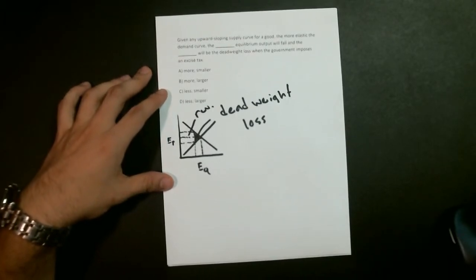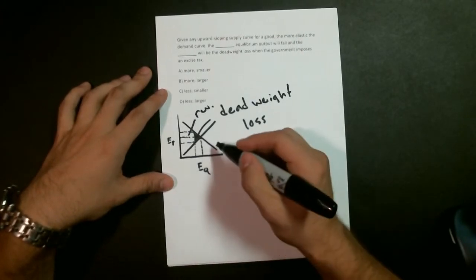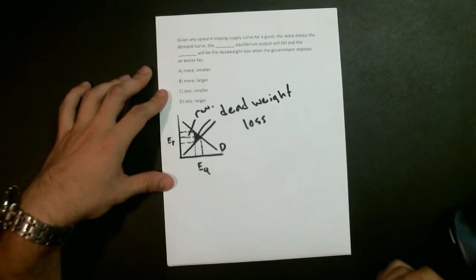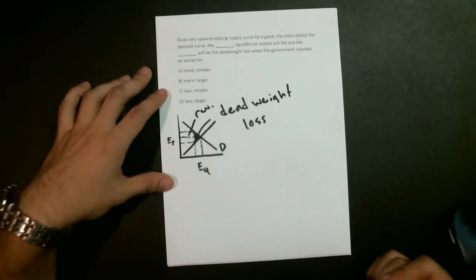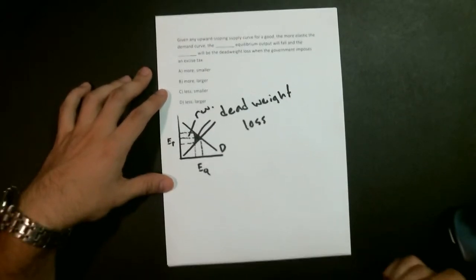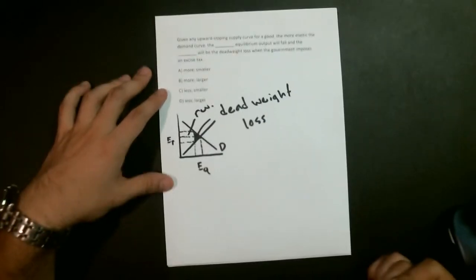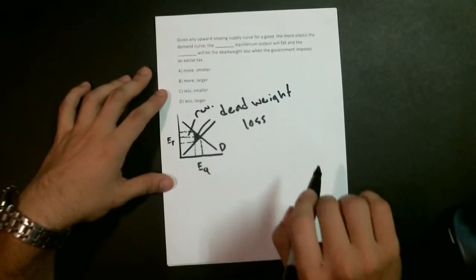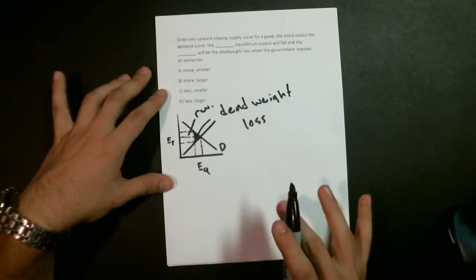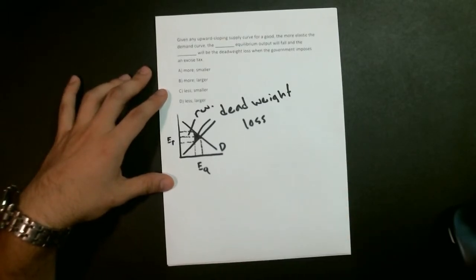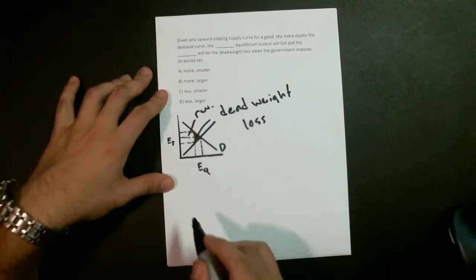So this question is specifically saying the more elastic the demand curve, so we're looking at the demand curve here, the blank equilibrium output will fall, and the blank will be the dead weight loss when the government imposes an excise tax. So here, this is your standard elastic demand curve. Now let's take a look at an inelastic demand curve for comparison.